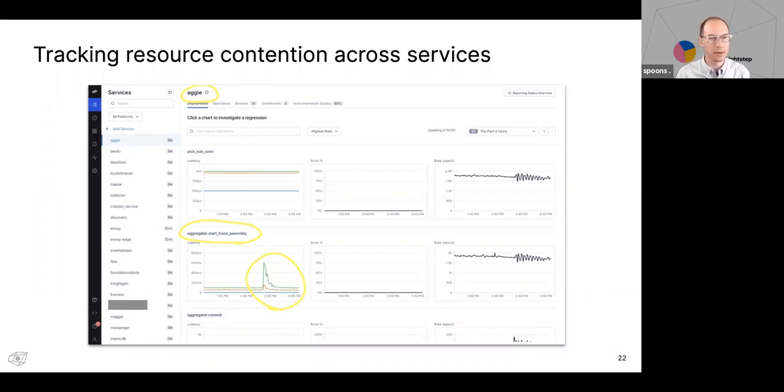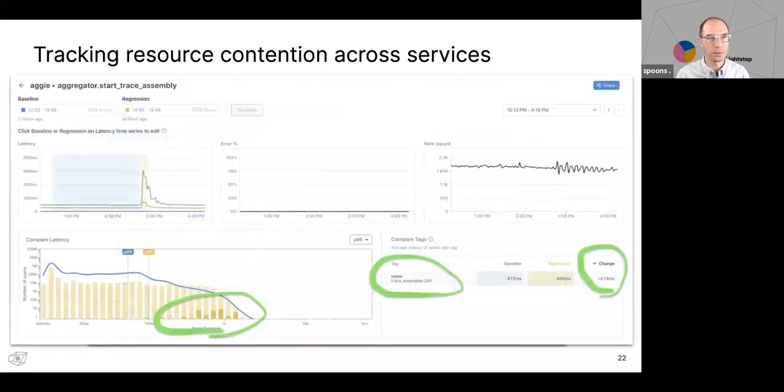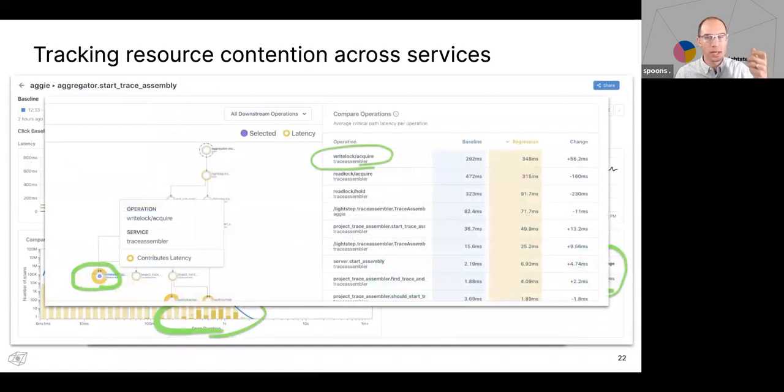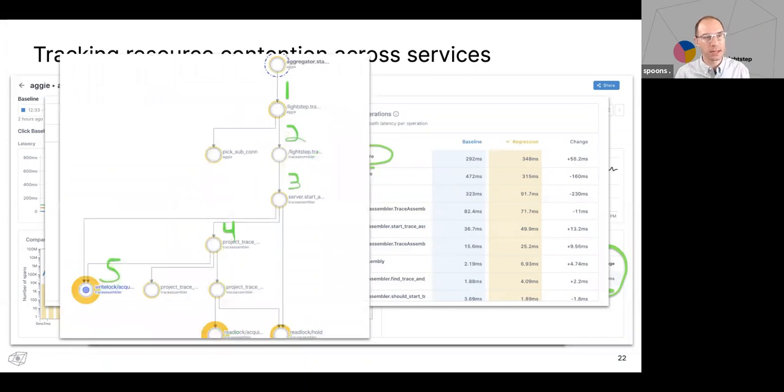We're going to look at a set from around when the regression occurred and compare that to what was happening earlier. When we do that, we can see that one of the tags that pops out has something to do with the trace assembly process, and that's gone up in a big way. But what's interesting in this case is that the latency was first measured in a service called Aggie, but the contention is actually happening several services away in another service we call a trace assembler, and it has something to do with this write lock acquire operation. And what's interesting is that that's many steps away from where the actual problem was seen originally.